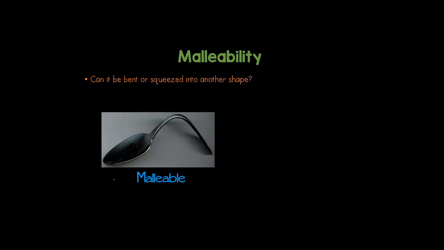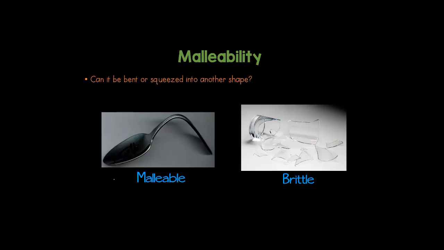Our third descriptive word is malleability. Malleability describes how easily an object can be bent or squeezed into another shape. An object that can bend easily is called malleable. This spoon can be bent out of shape without breaking, so it's malleable. The opposite of malleable is brittle. Objects that are brittle break easily, like this glass. This is what happens to glass if you drop it on the ground or you hit it. It doesn't bend, it just breaks. So your describing words for malleability will be malleable or brittle.